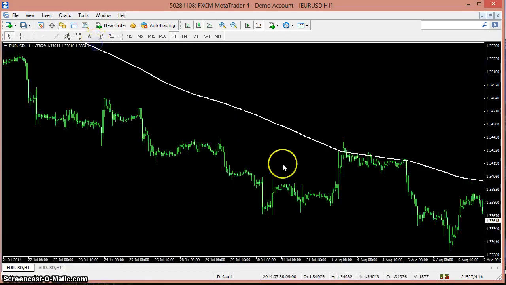But how can we use a moving average to actually make decisions in the Forex market? What does a moving average tell us? Well, we're looking at the average price of a currency pair, in this case the euro-dollar. And because we're looking at the average price, we can know whether or not the price is around the average, above the average, or below the average. So how does that help us?